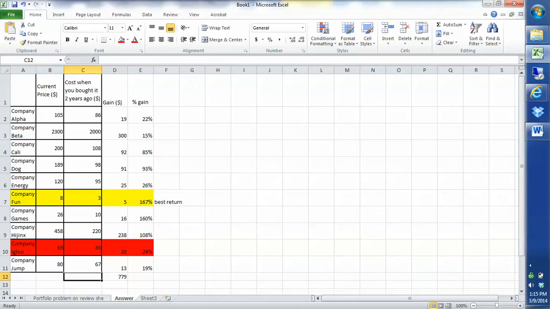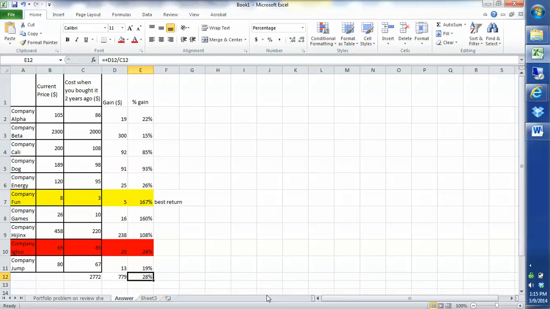And we also want to know what our cost was when we bought it. So we're going to go ahead and sum that column. And I get $2,772. To get our percent gain across the entire portfolio, we take our dollar gain across the portfolio and divide it by our dollar cost of the portfolio. And I get a 28% return for the total portfolio.